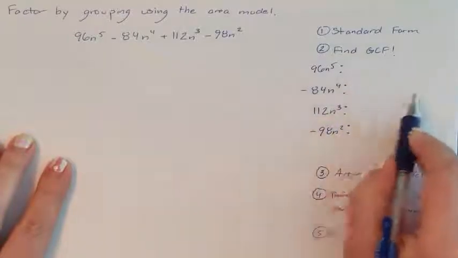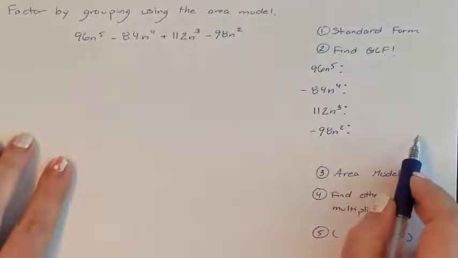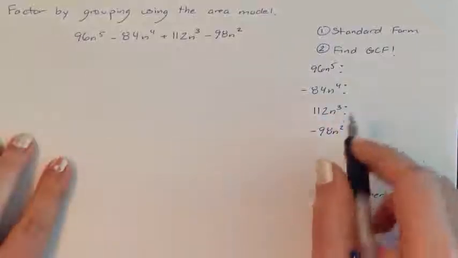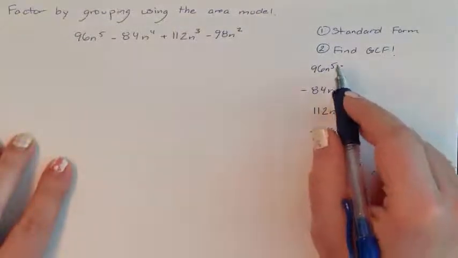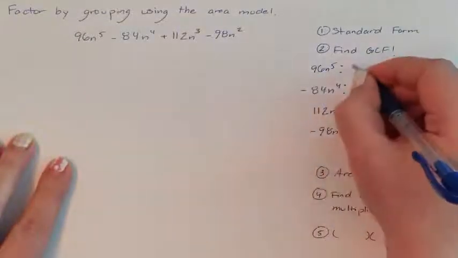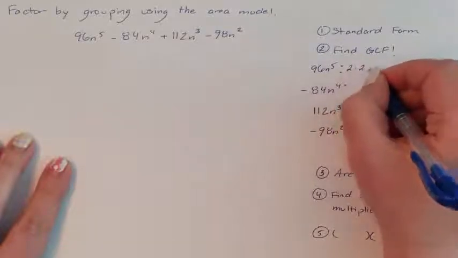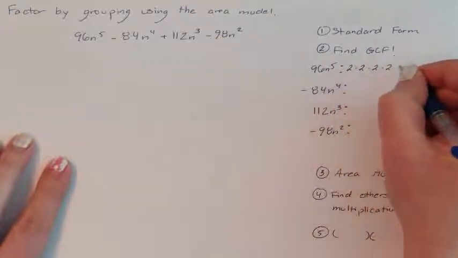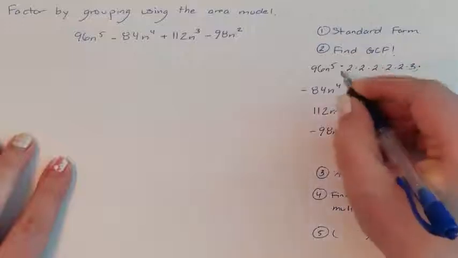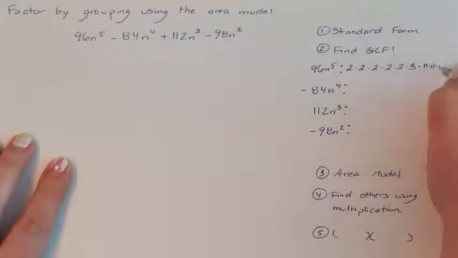Now to find the lists, you're going to have to use the prime factor tree. So on the scratch piece of paper over on the side, go ahead and use your prime factor tree. So 96 is 2 times 2 times 2 times 2 times 2 times 3. And n to the fifth meant there were 5 of them: 1, 2, 3, 4, 5.